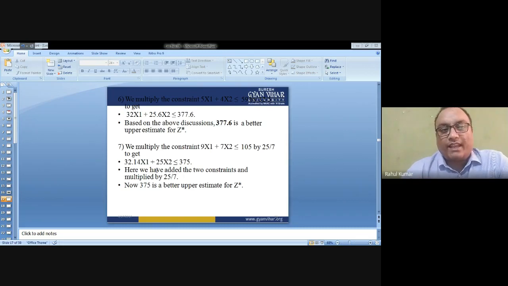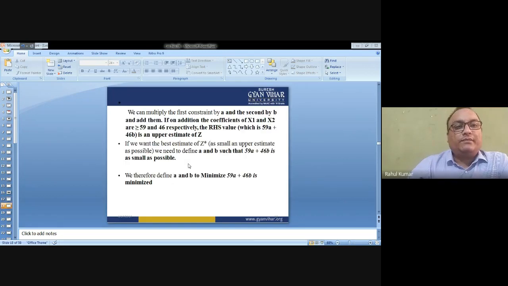This is a minimization problem. Which function, at which value, gives the minimum, or which constant provides the minimum function value? This is the solution of your answer, right? And then we therefore define A and B to minimize 59A plus 46B, right? So this is the sensitivity analysis problem for this lecture.